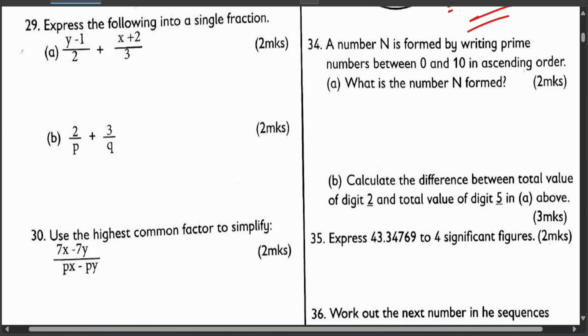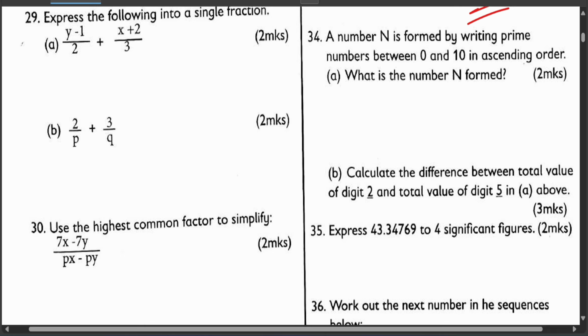Question 34. A number n is formed by writing prime numbers between 0 and 10 in ascending order. Ascending order yamaanisha from small to largest. So what is the number n formed? Sawa. So by writing prime numbers, let's write first the numbers 0, 1, 2, 3, 4, 5, 6, 7, 8, 9. Numbers between numbers ni hizo tu. This is 0, 1, 2, 3, 4, 5 mpaka 9.